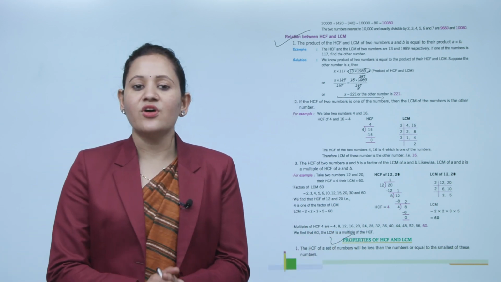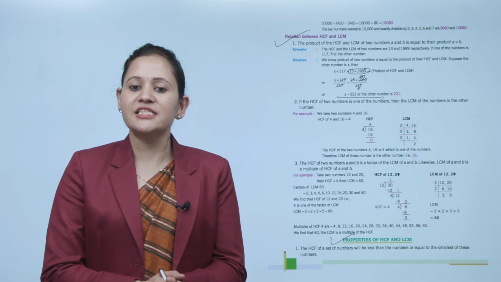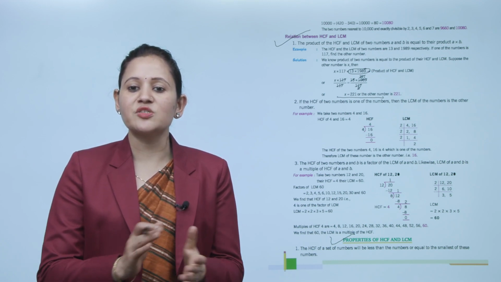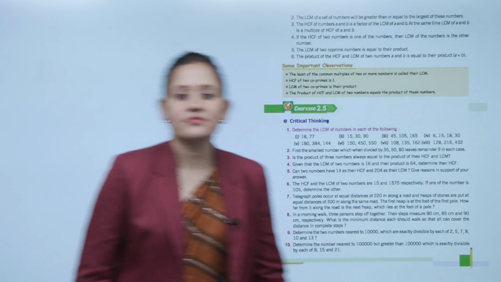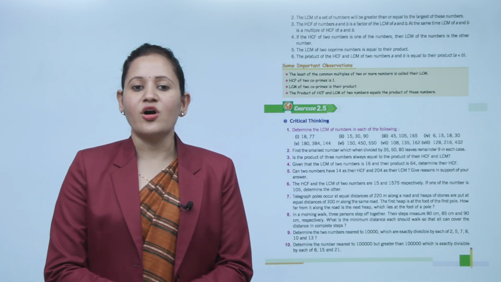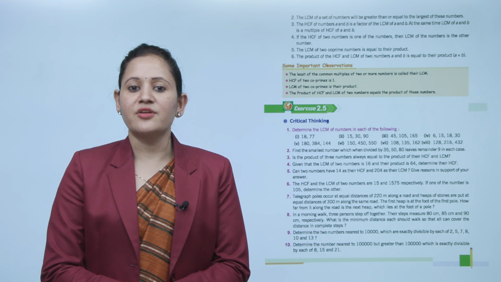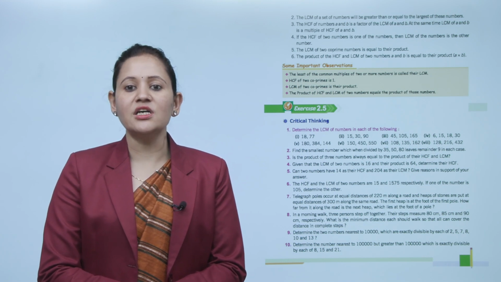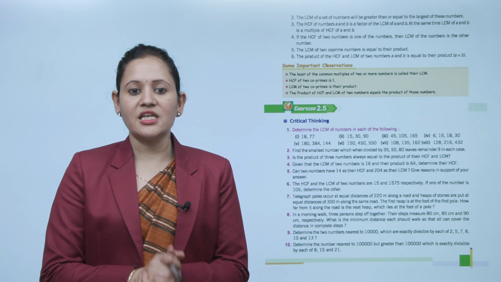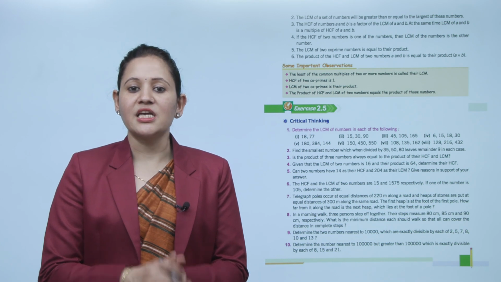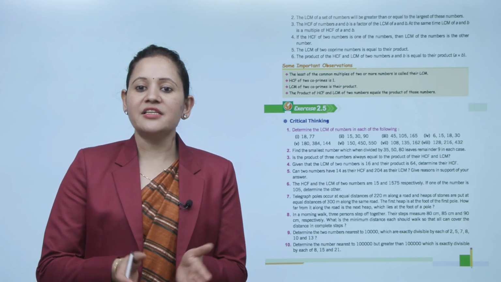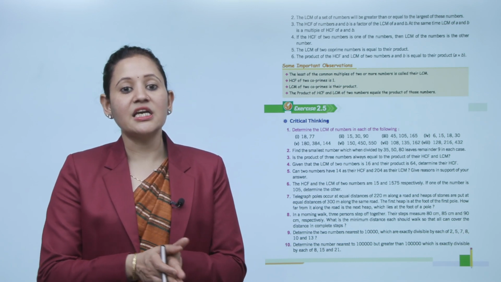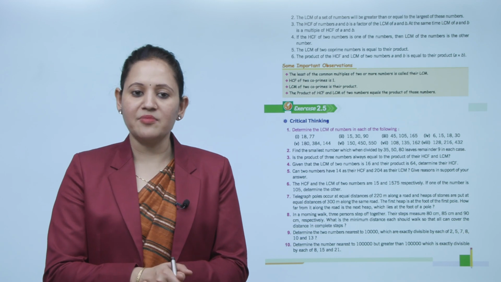Next is properties of HCF and LCM. The HCF of a set of numbers will be less than or equal to the smallest of these numbers. The LCM of a set of numbers will be greater than or equal to the largest of these numbers. The HCF of numbers A and B is a factor of the LCM of A and B. At the same time, the LCM of A and B is a multiple of the HCF of A and B.